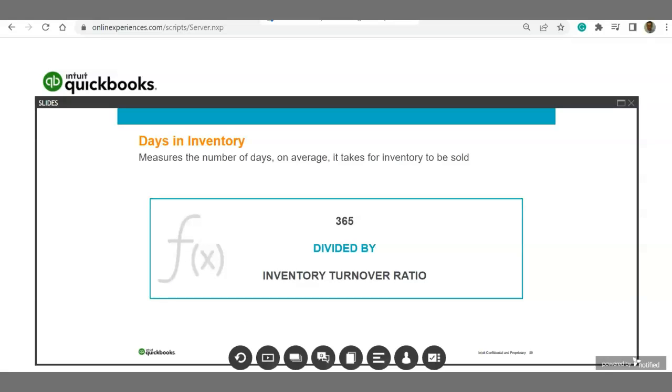Okay, our next ratio, we're going to do the same that we did with AR. Now we're going to look at the days in inventory ratio, and we're going to divide 365 days a year by that inventory turnover ratio we just calculated. And this gives you the number of days on average that it takes for inventory to be sold.